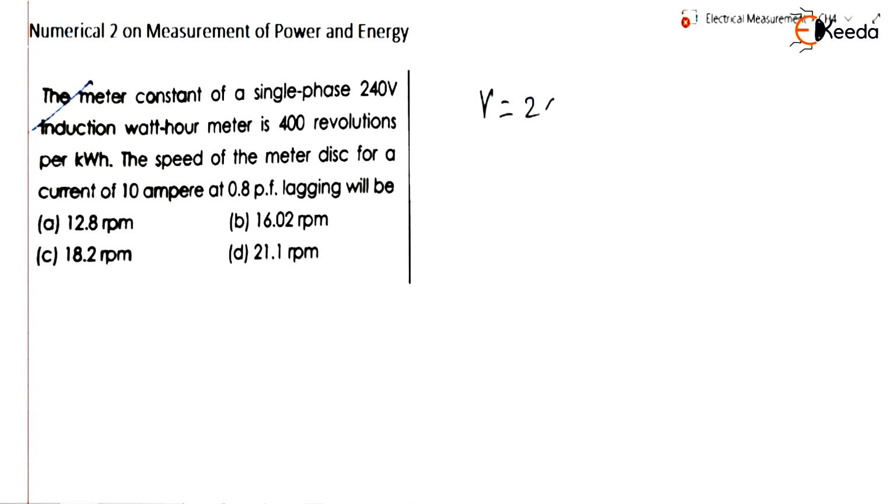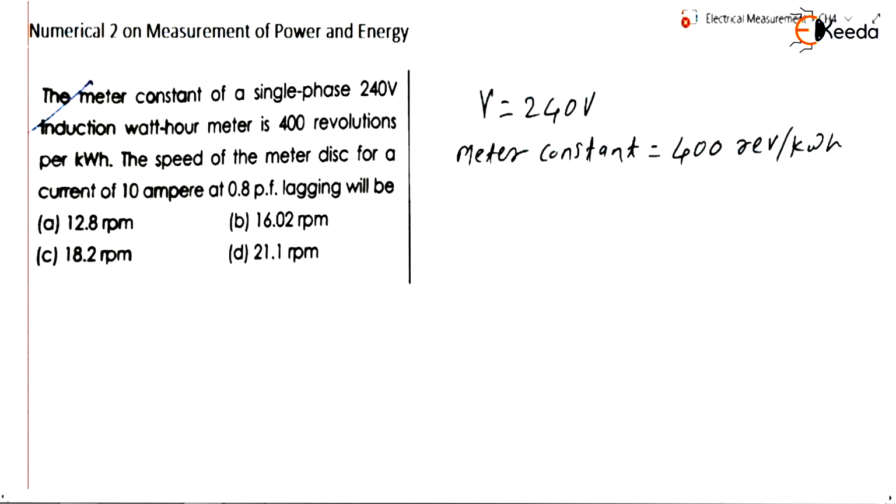V is equal to 240 volt. Next, meter constant is equal to 400 revolutions per kilowatt hour, right? Means corresponding to 1 kilowatt hour, our meter will complete 400 revolutions. Or when the meter completes 400 revolutions, we can say that the energy consumed is equal to 1 kilowatt hour. Next, current is given, it is equal to 10 ampere. Power factor is given, it is equal to 0.8 lagging. Now our task is to find the speed of the meter disc.